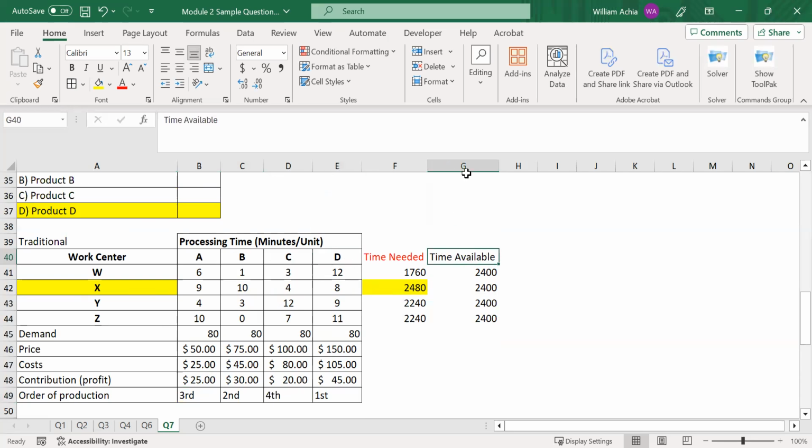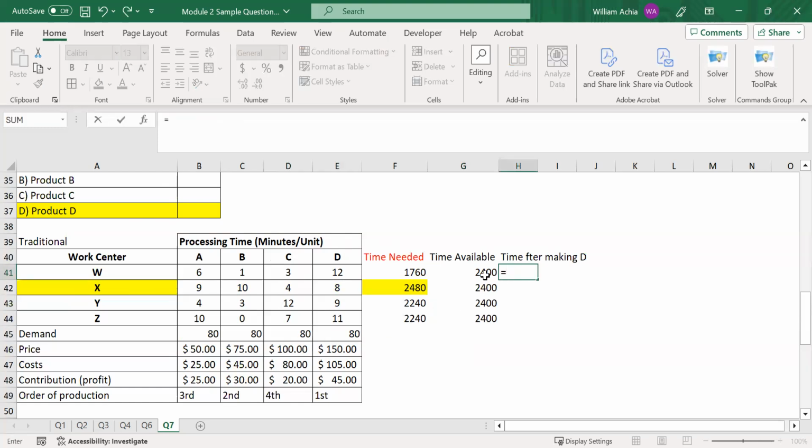Okay. With the traditional approach, we said that we should first of all make product D. So I'm going to go ahead and schedule product D and figure out how much time we have after making D. We start the week off with 2,400 minutes. And I need to figure out how much time I will have if I make all 80 units of D. So I'm going to deduct from the time we have available the amount of time it takes to make 1 unit of D, multiplied by the total number of units we need to make, which is 80. That's the demand that you have down there.